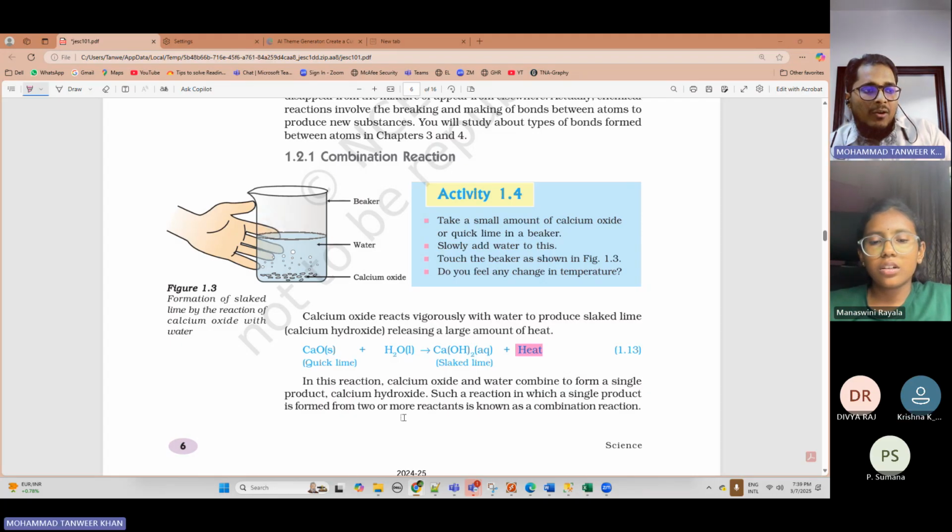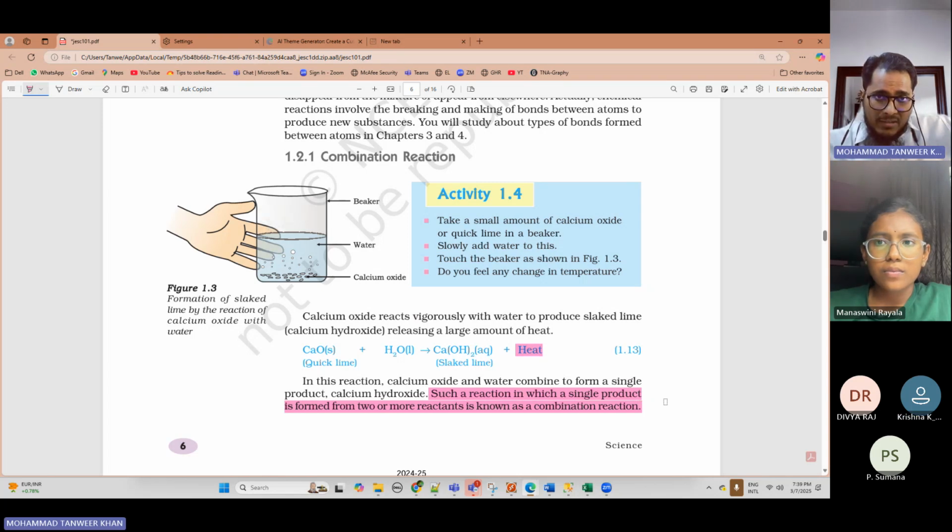Now, this reaction is known as a combination reaction. Why is this known as a combination reaction? Because two reactants have combined to produce one product.